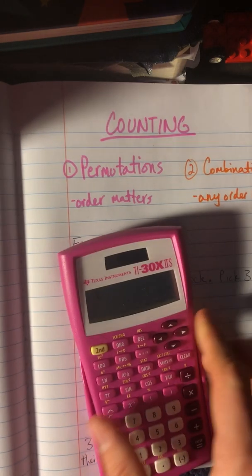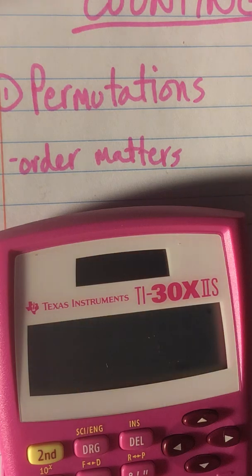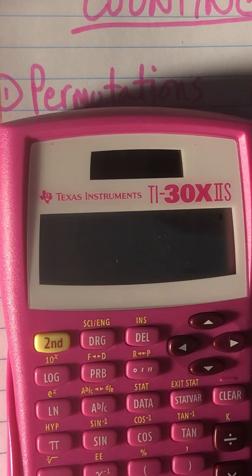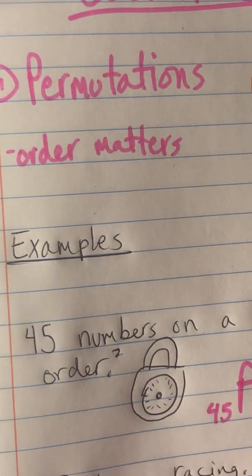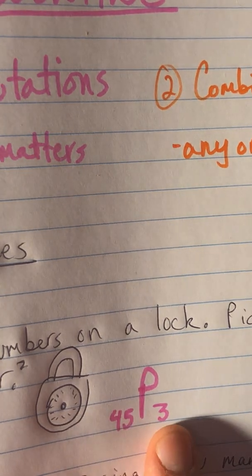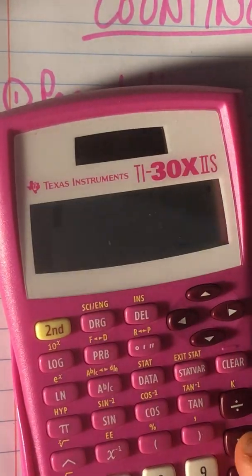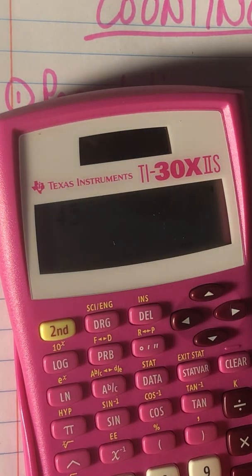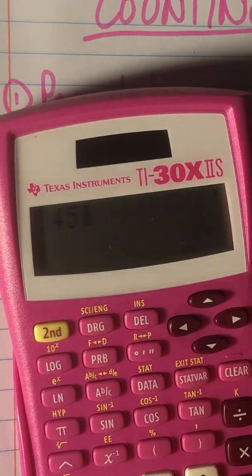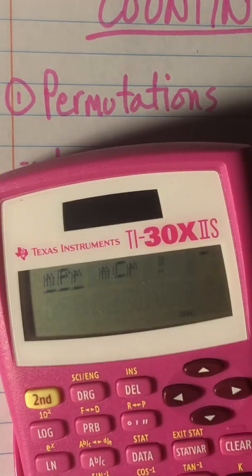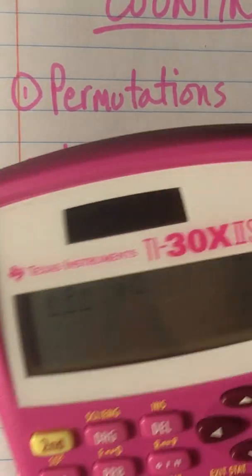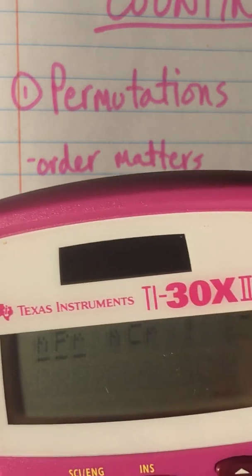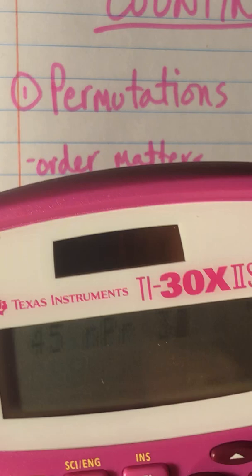I do want to go over how to do it on a calculator. Right here is PRB for probability, and we need to type in the first number first. So we're going to type in 45, and then you're going to go to probability, and it's going to let you pick from P and C. This is permutation and this is combination. So you do have to know if you're using permutations or combinations, or picking 3 out.